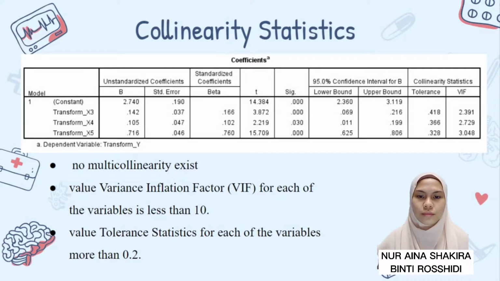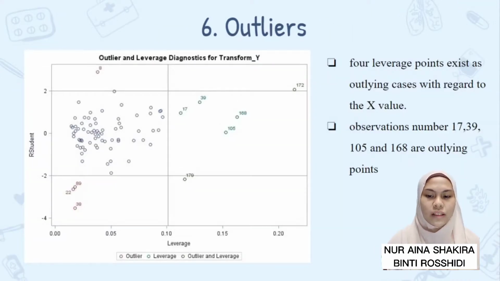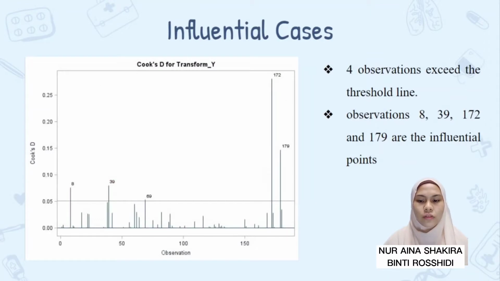There are 4 leverage points that exist as outlying cases with regard to the x value. We can see that observations number 17, 39, 105 and 168 are outlying points in this model. From the graph above, we can see that there are 4 observations that exceed the threshold line. As we can see, observations 8, 39, 172 and 179 are the influential points in this model. In conclusion, there are several outliers and leverage points in this final model, even though transformation has been made.